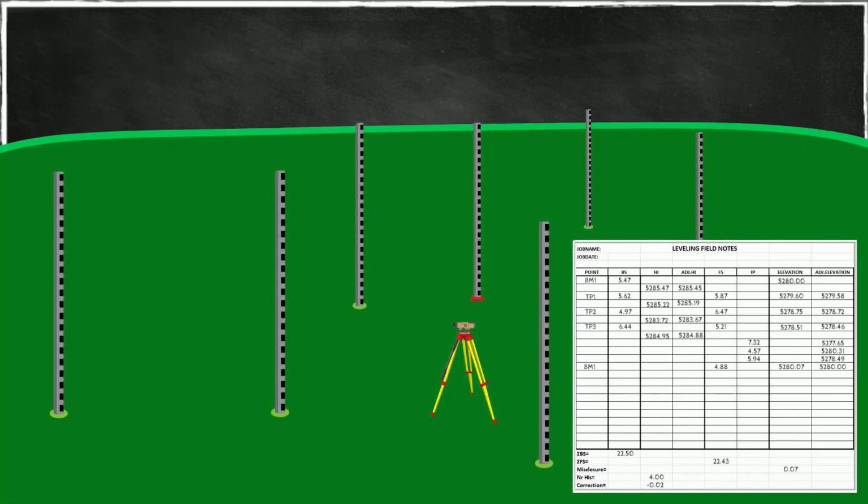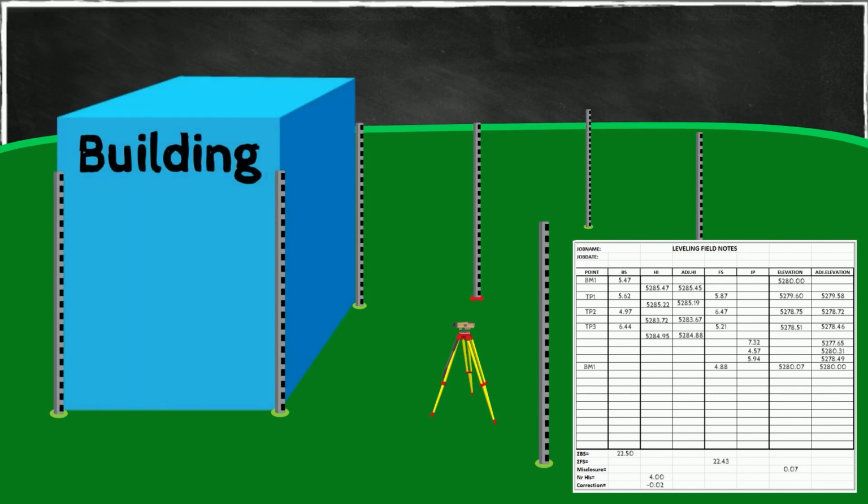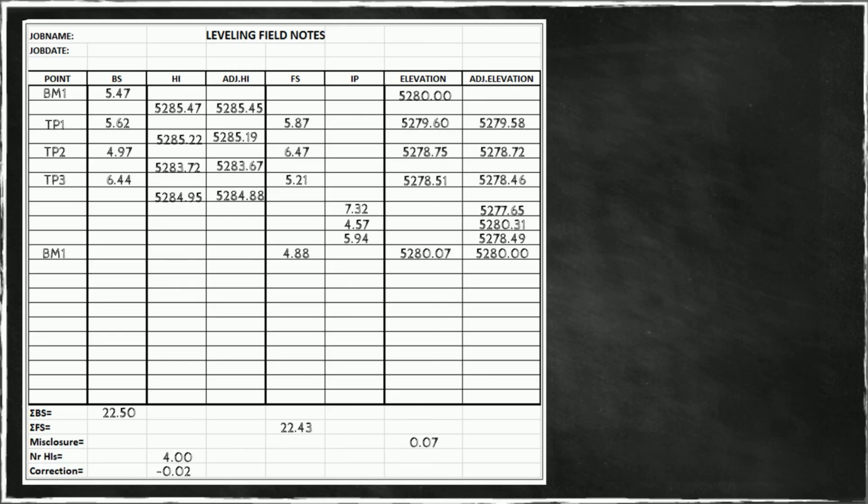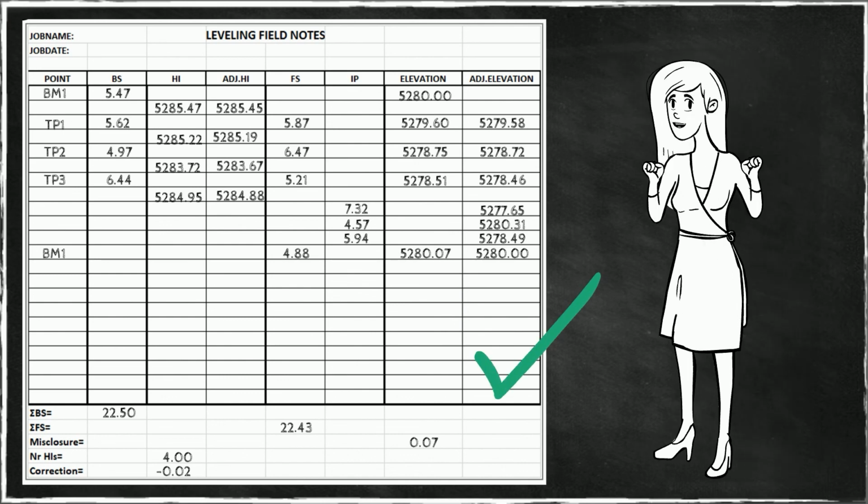So one can use these intermediate points to pick up things that are necessary from a surveying or engineering perspective. In this case, checking if the building is level and at the right elevation. What's the elevation of this building corner? It equals this height of instrument minus this foresight, minus this IP, intermediate point reading. So then we can tell our customer, yes, the building is level and at the right elevation.